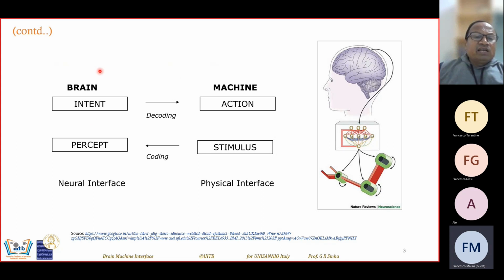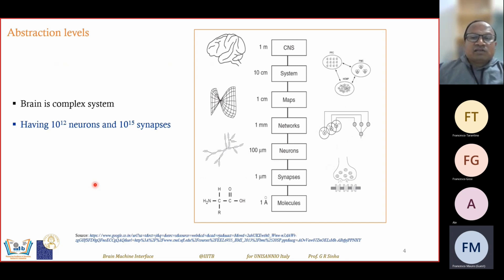You know what the intent of the brain is. You decode it with the help of a machine, and then that stimulus is given to improve the perception quality. This is called decoding. You decode it and then you code it, meaning from the physical interface using a device, you are trying to give that input again to the neuronal interface to augment the performance either in the sensory, motor, or even in the cognitive task.